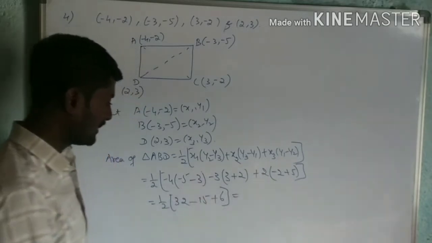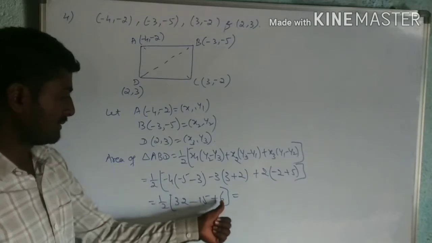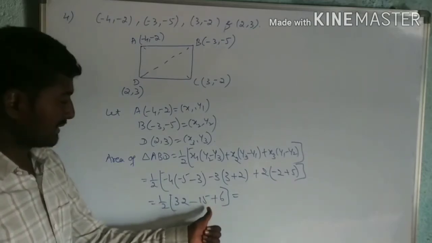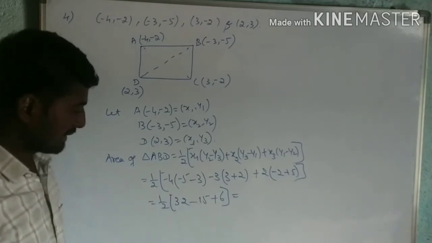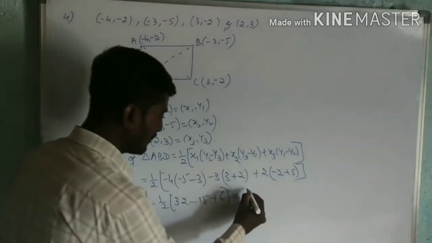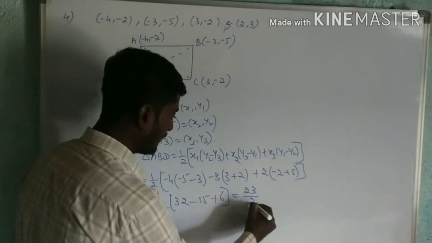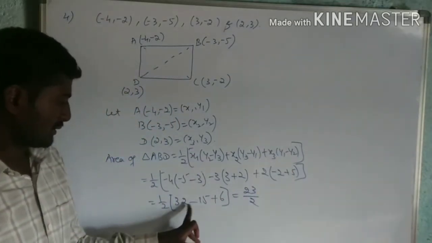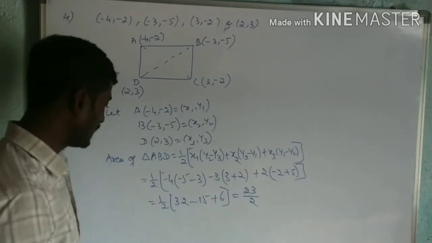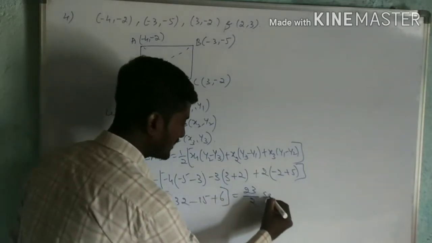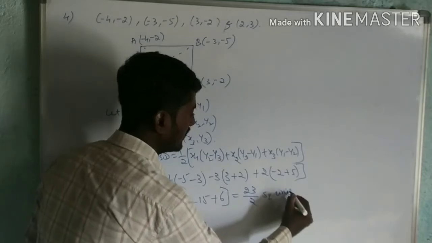So here I am getting how much? 32 plus 6, 38. 38 minus 15, so 15 plus 8, that is how much? 23 divided by 2. Am I right? So this is 23 divided by 2 square units. This is what? Square units.